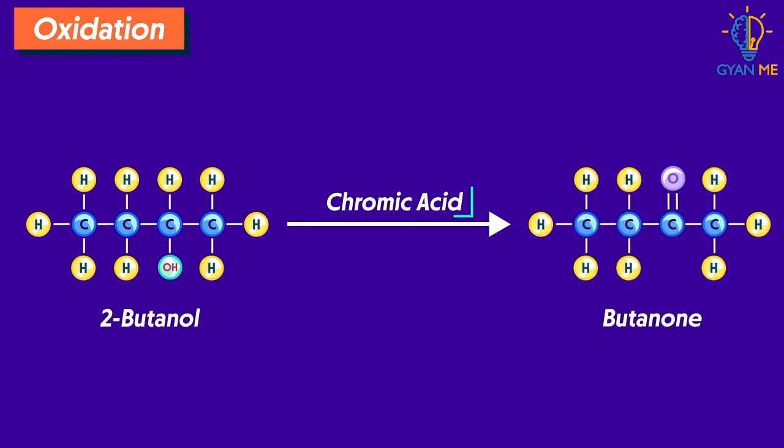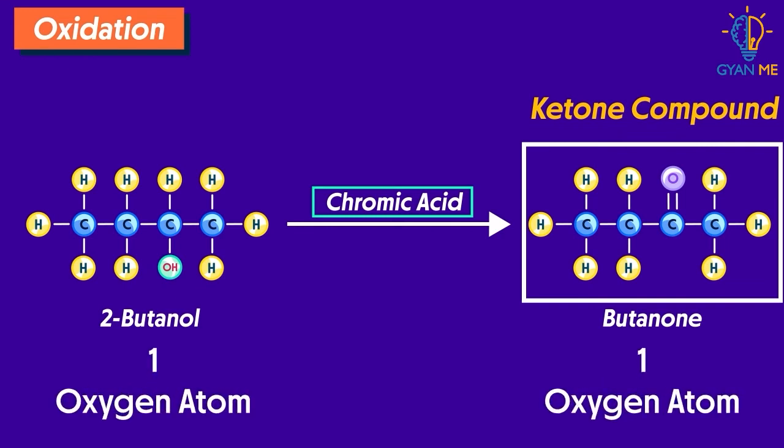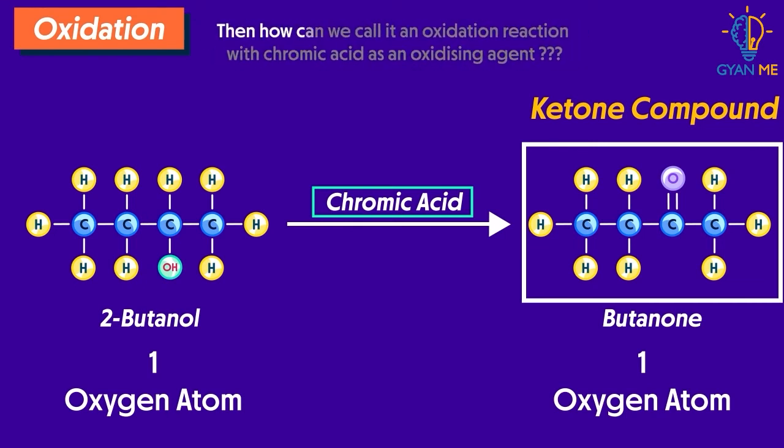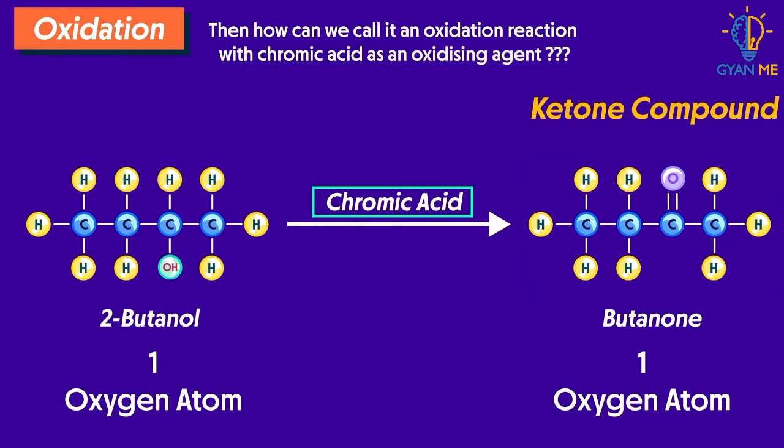Okay, so 2-butanol, that is secondary alcohol, undergoes oxidation in the presence of chromic acid to form butanone. Yes, chromic acid is one other oxidizing agent. Observe the product formed here. Is it carboxylic acid? No, it is a ketone compound. But wait, did you notice the number of oxygen atoms on both sides? We find that they are the same, isn't it? Both 2-butanol and butanone have one oxygen atom. Then how can we call it an oxidation reaction with chromic acid as an oxidizing agent? There is no addition of oxygen here, isn't it?